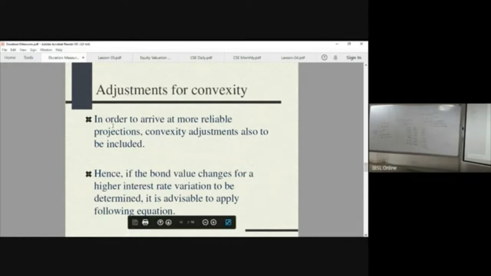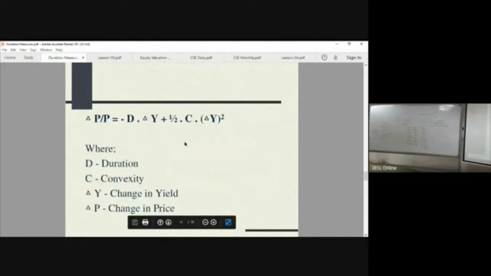Now it says here, in order to arrive at more reliable projections, convexity adjustments also have to be included. Hence, if the bond value change for a higher interest rate variation is to be determined, it is advisable to apply the following equation. This is the equation. You can remember we discussed the equation at the beginning, in the first and second slide, but without this portion.